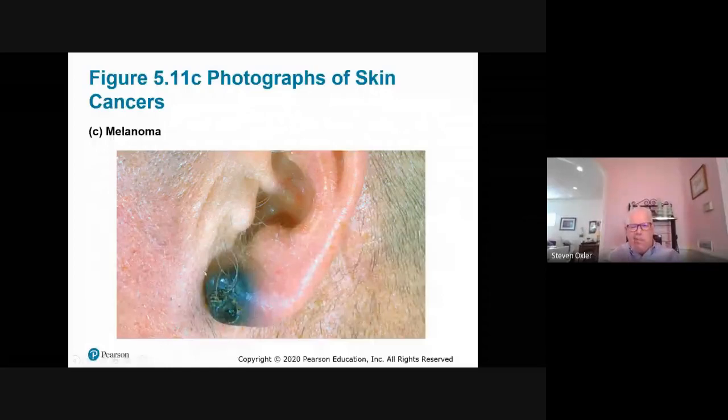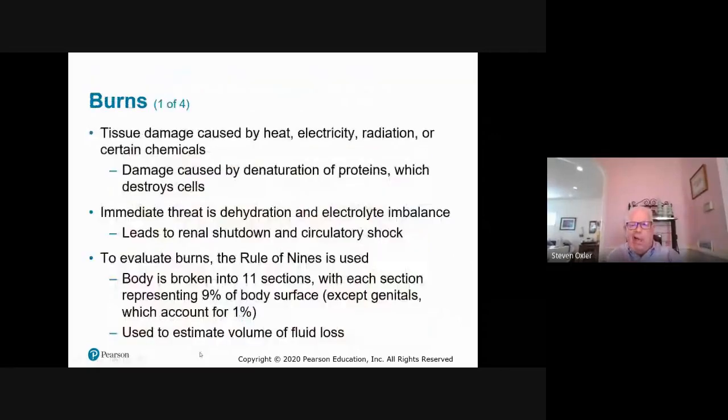That's melanoma. It is a dangerous skin cancer. I had a friend of mine die at age 42 of melanoma. Okay?